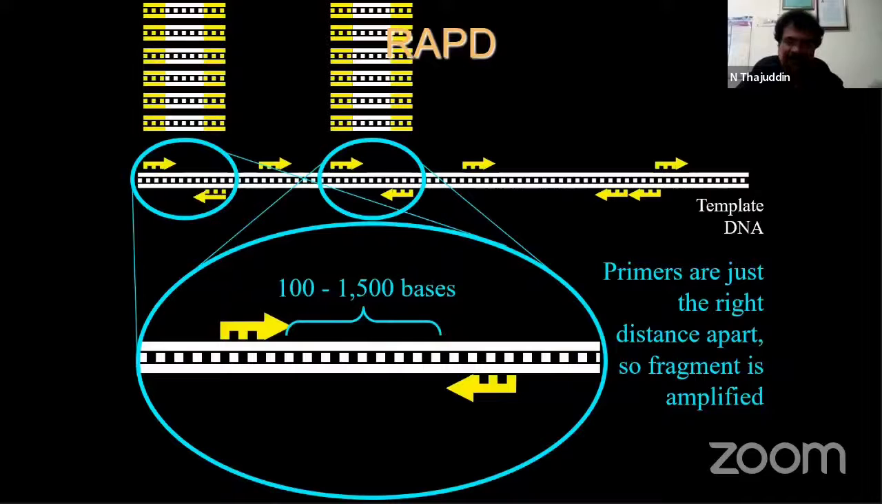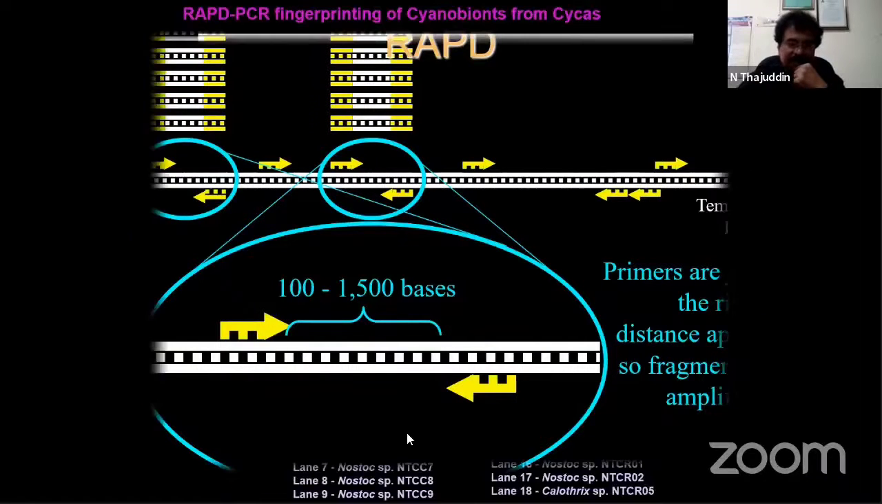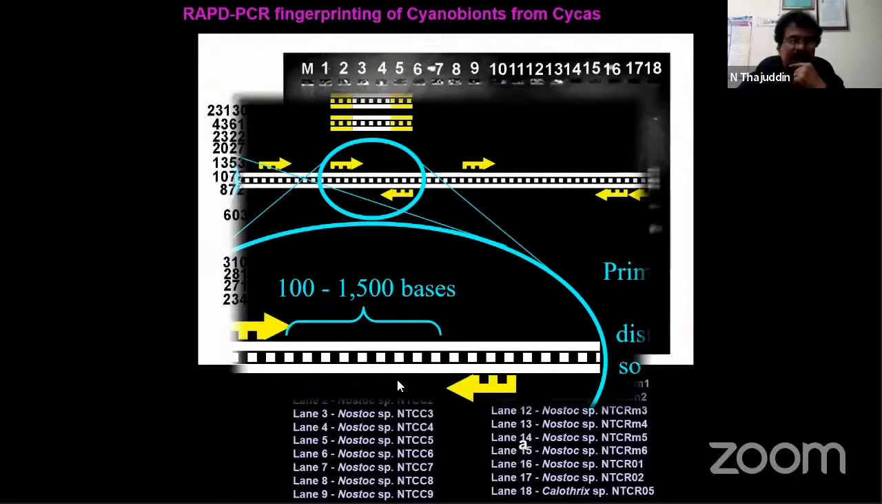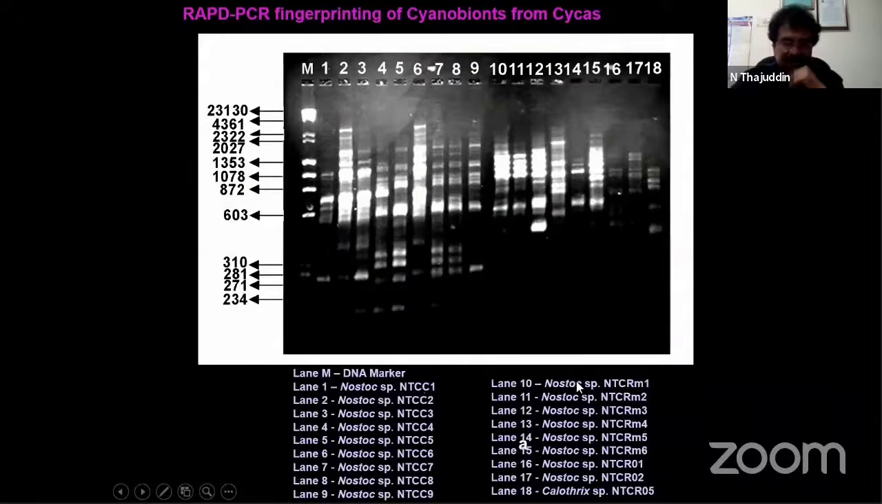Here the primer is not meant for any genes. It binds randomly, based on a very small length, like 5 to 7 nucleotides long. Based on RAPD fingerprinting, we used cyanobacteria isolated from the cycas. There are more than 25 different isolates of Nostoc and Calothrix species that we isolated, and we did the RAPD analysis. Here you can see all the 18 isolates are not matching with each other, so there is very high genetic variation among the isolates. That's why, even though they are morphologically the same, the genetic makeup is different.